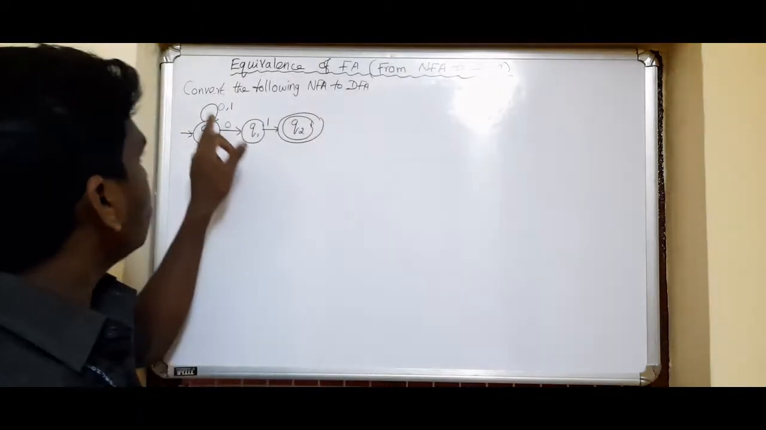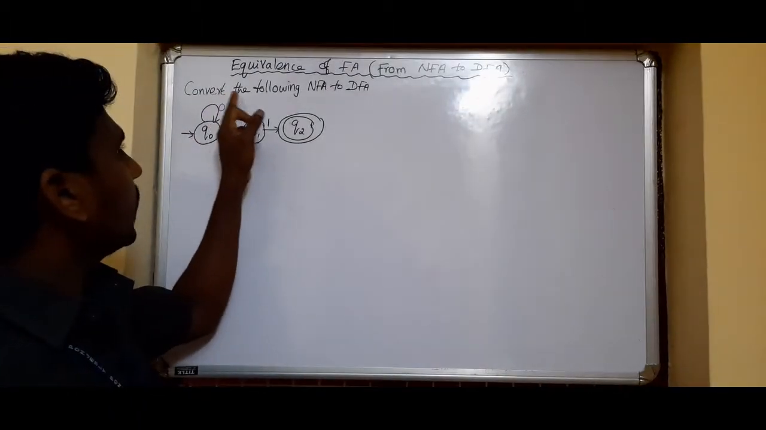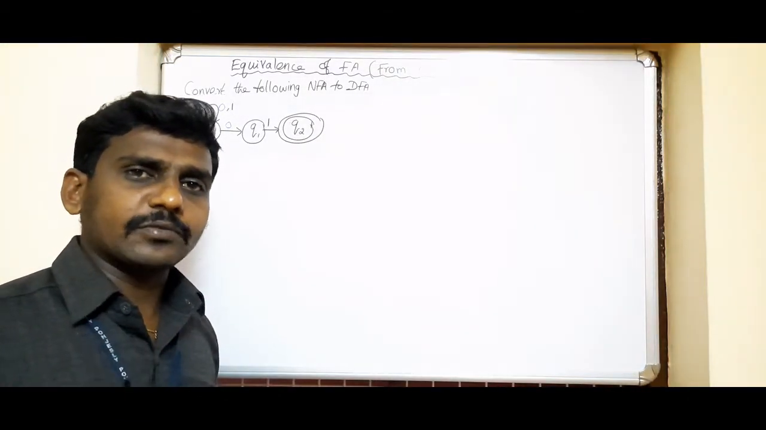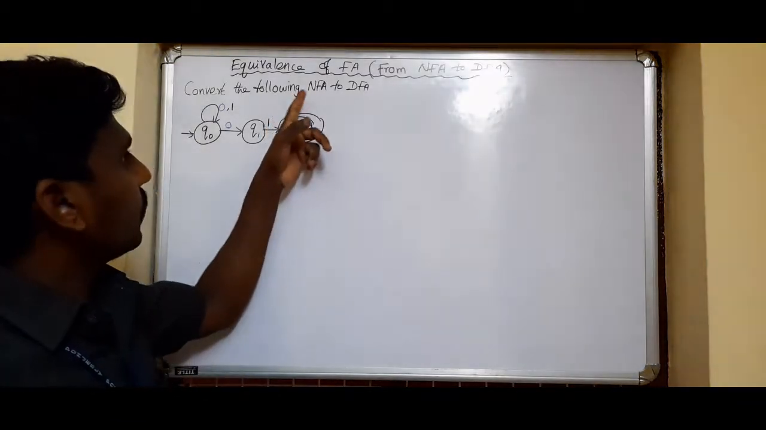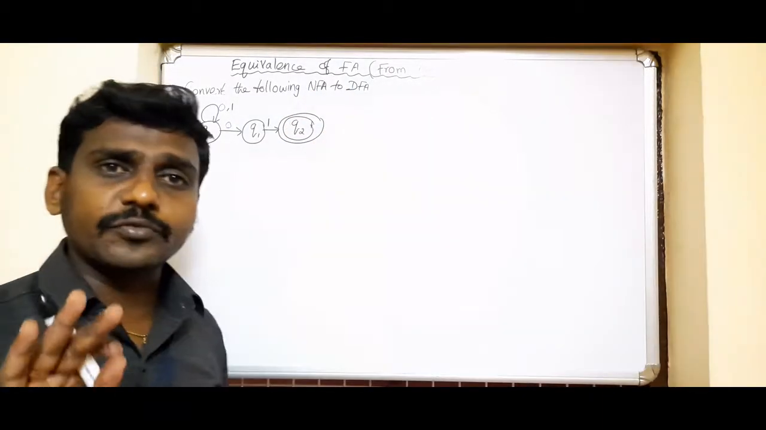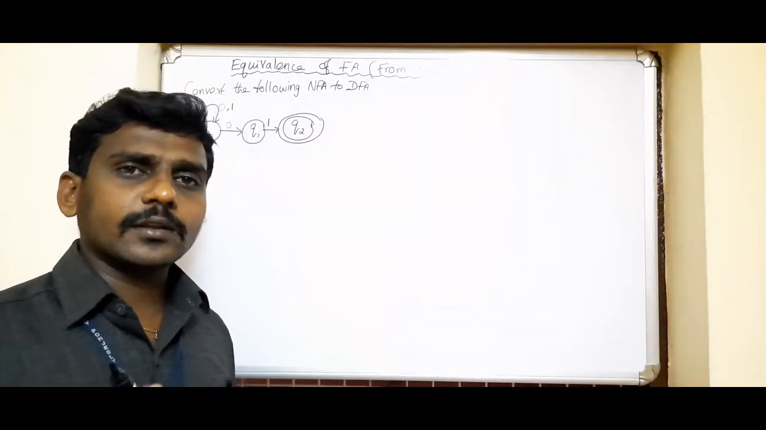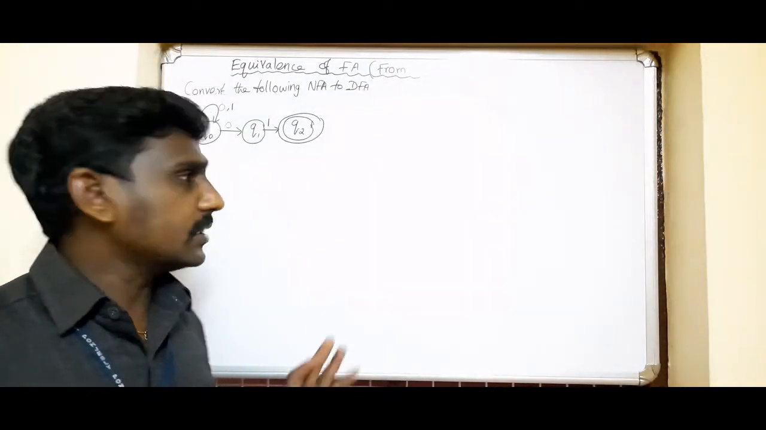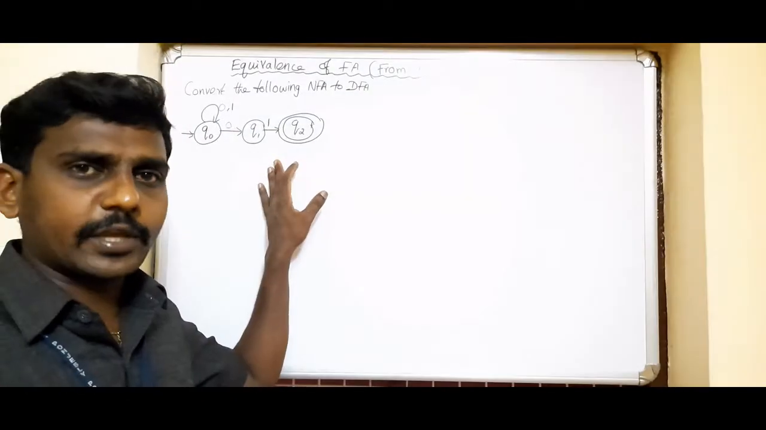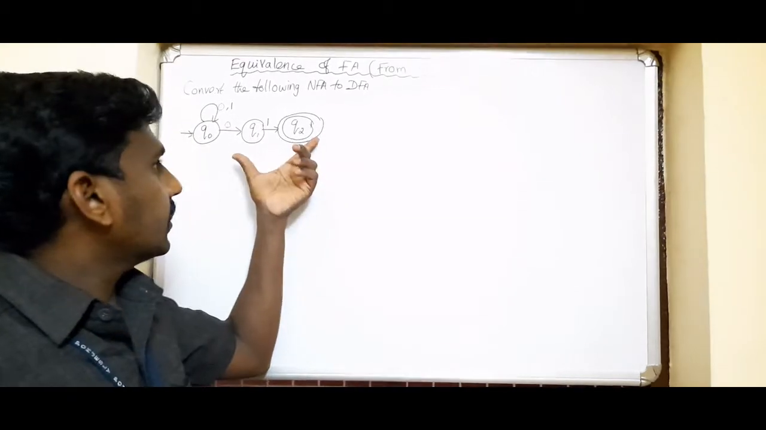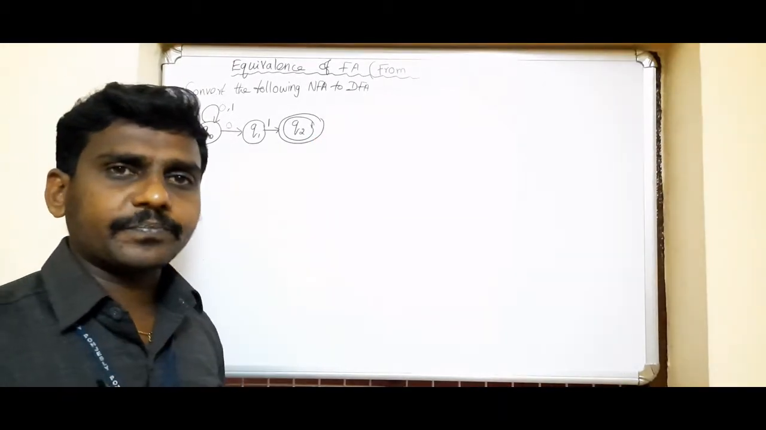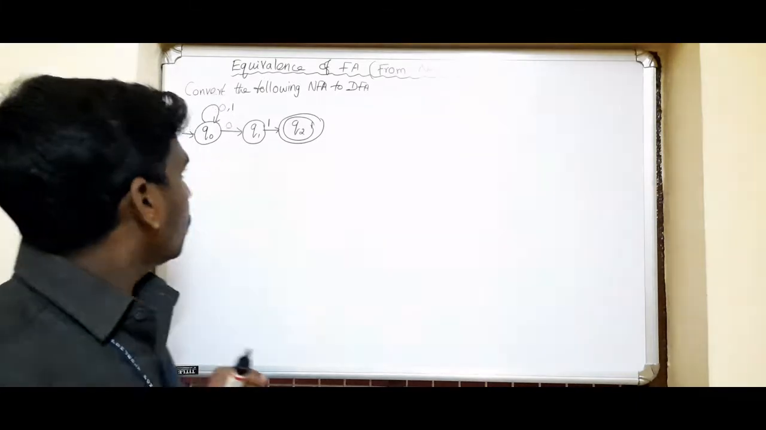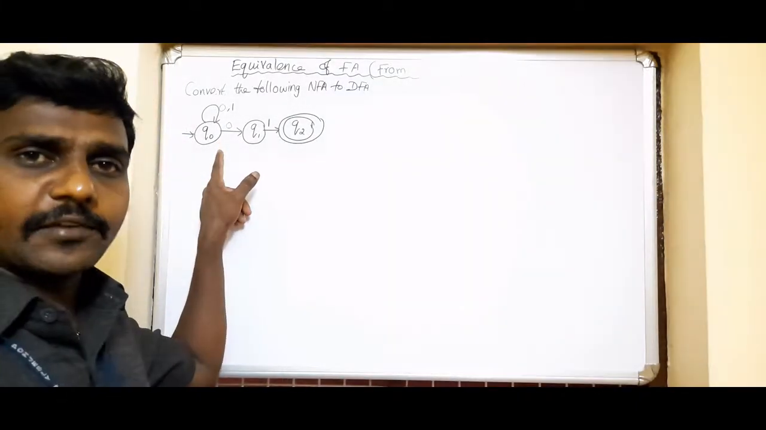Okay, so we'll see the question: convert the following NFA to DFA. This is a very important 16-mark question. If you see an NFA to DFA conversion problem, you should verify that the given transition diagram, or the transition table they give, is an NFA. Last video class I taught you how we can verify this is an NFA.